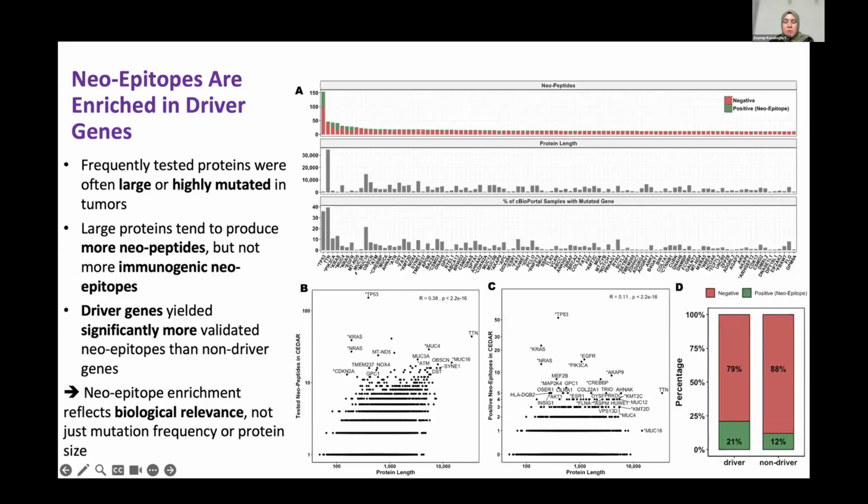So this shows while large proteins tend to produce more neopeptides overall, they are not necessarily more likely to be recognized. What we found instead is that driver genes are significantly enriched for neoepitopes, which we can see here. We tested the driver genes versus the non-driver genes, and we can see that 21% of the neopeptides in driver genes are actually recognized. So it suggests that the immune system may specifically recognize driver genes because these genes play a central role in tumor biology, and they are also under selective pressure.